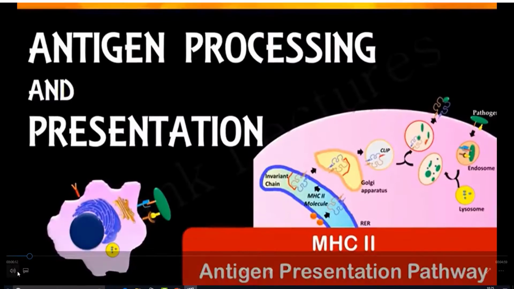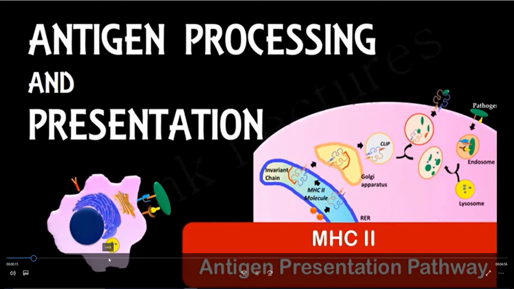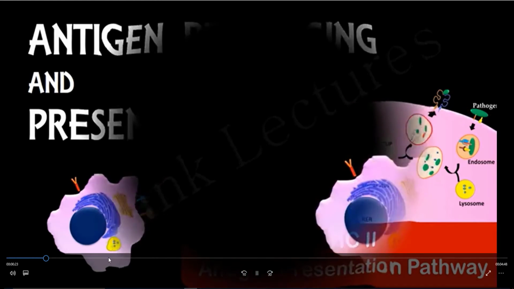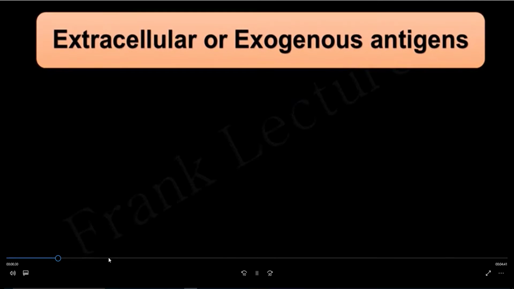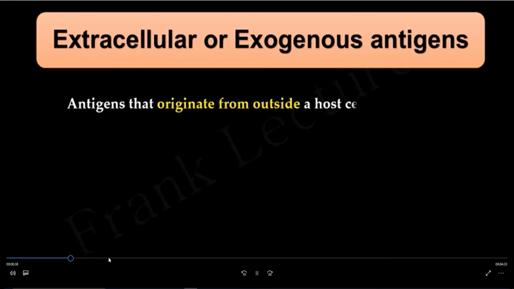In the last video lecture we saw how processing and presentation of intracellular pathogens takes place. Today we will study processing and presentation of extracellular or exogenous antigens. As the name indicates, extracellular or exogenous antigens are antigens that originate from outside a host cell, for example extracellular bacteria. These antigens are taken inside cells either by endocytosis or phagocytosis.